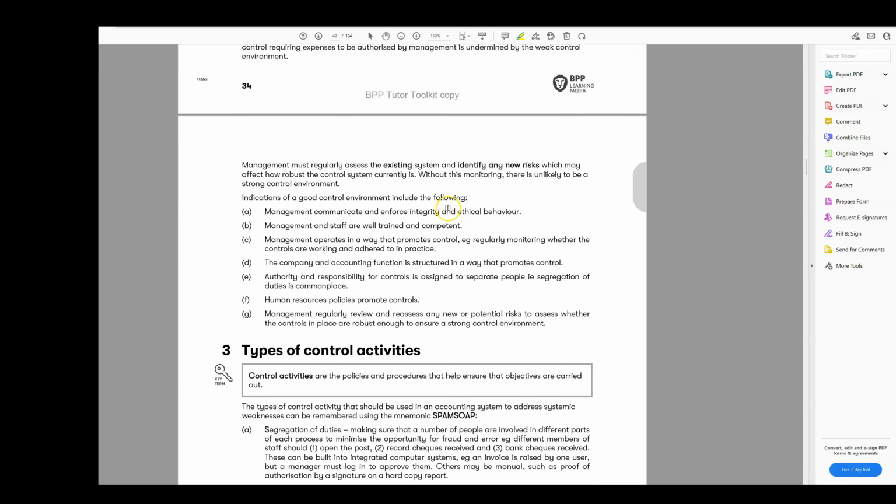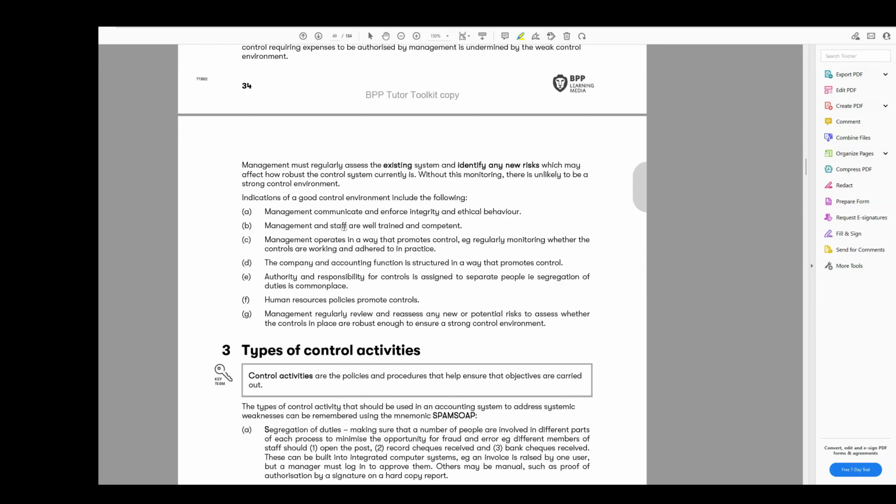The next one we have here: management must regularly assess the existing system and identify any new risks which may affect the control system currently. Without this monitoring, there is unlikely to be a strong control environment. So proper and regular monitoring is very important.